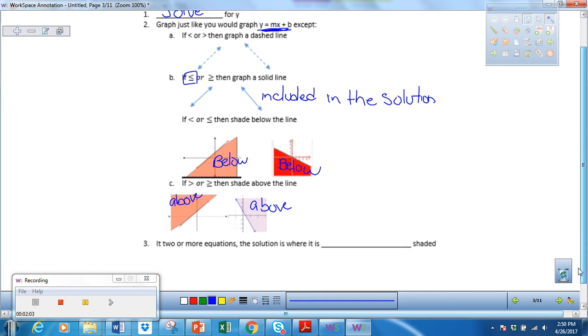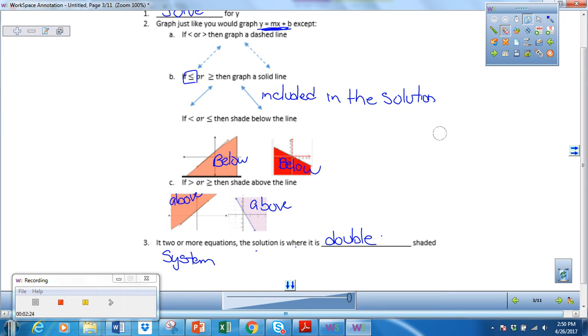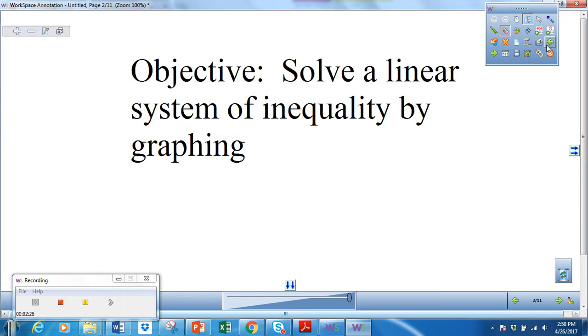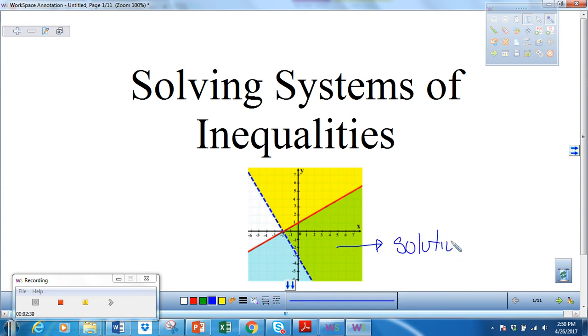If you have two or more equations, which is when this becomes a system, then the solution is wherever it is double shaded. Where it's double shaded. So in the picture we had when we started, I think we can look at this. The green part would be the solution to the system because blue and yellow make green. So everywhere there's green would be the solution.